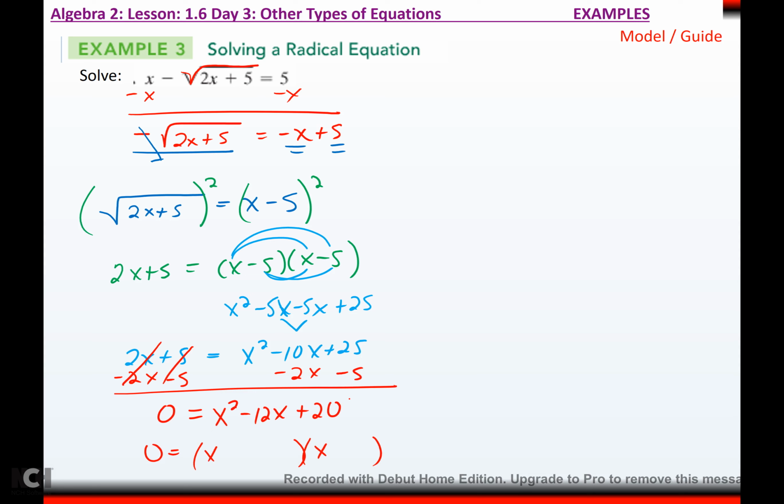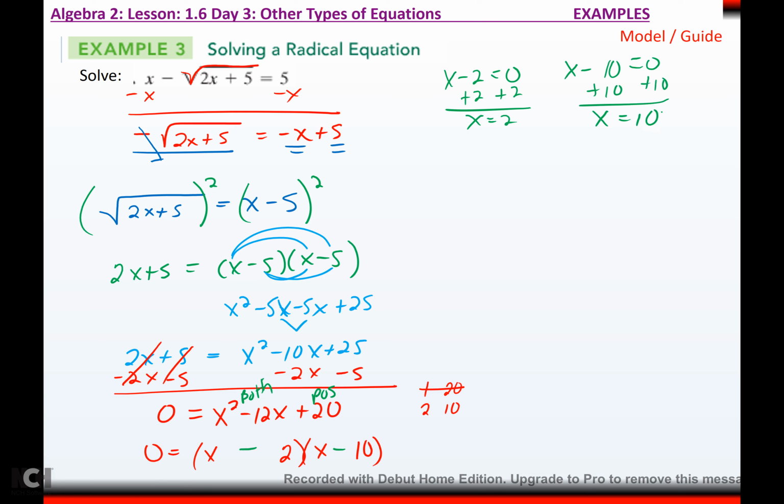Factors of 20 that make 12. 1 and 20, no. 2 and 10, yes. So 2 and 10 make 12. Because C is positive, then they both get the middle, which is minus. So then if I set them to 0, x minus 2 equals 0, x minus 10 equals 0, add 2, x equals 2, add 10, x equals 10. Those are my 2 answers, as long as they don't make drama.